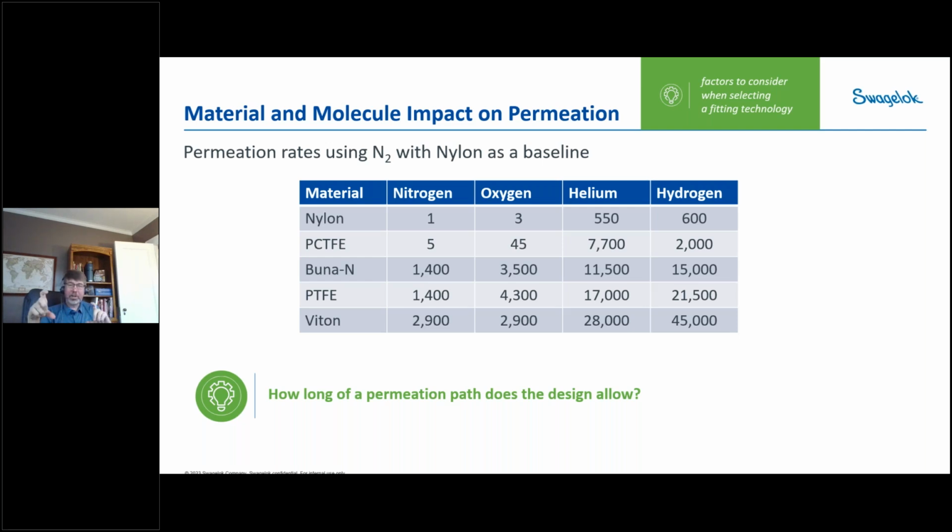So throughout this presentation, I have these factors to consider when looking at a fitting technology. The first one we want to discuss is: what is the likelihood of permeation? How long of a permeation path does that fitting technology have? And is it going to create a permeation leak through the fitting?